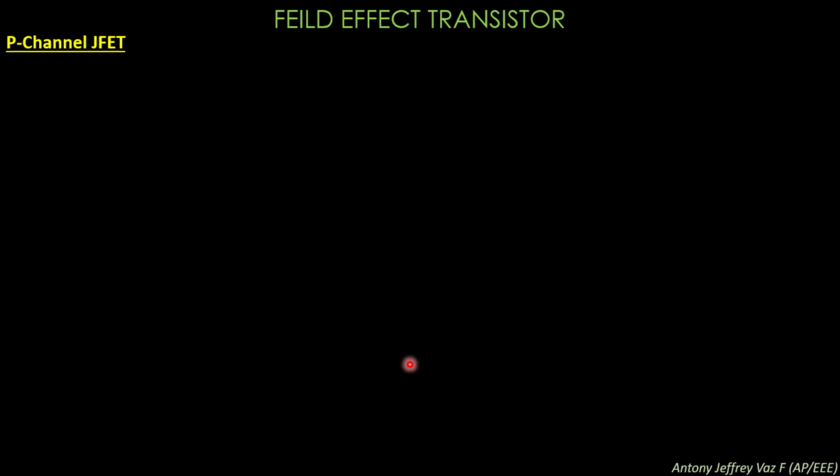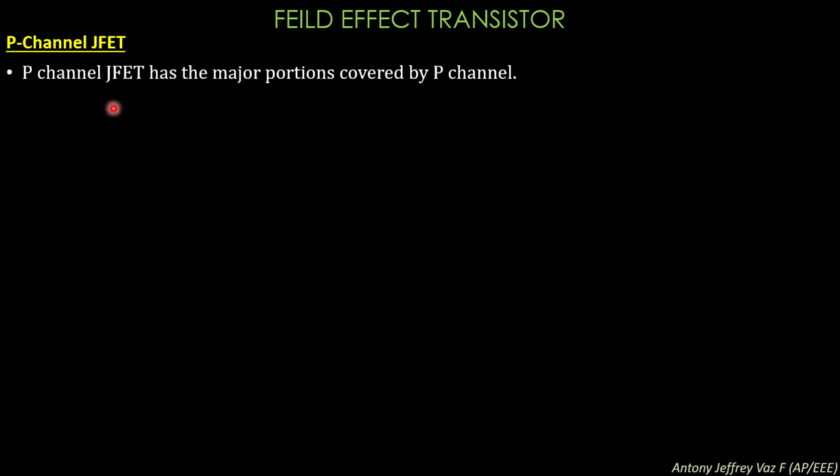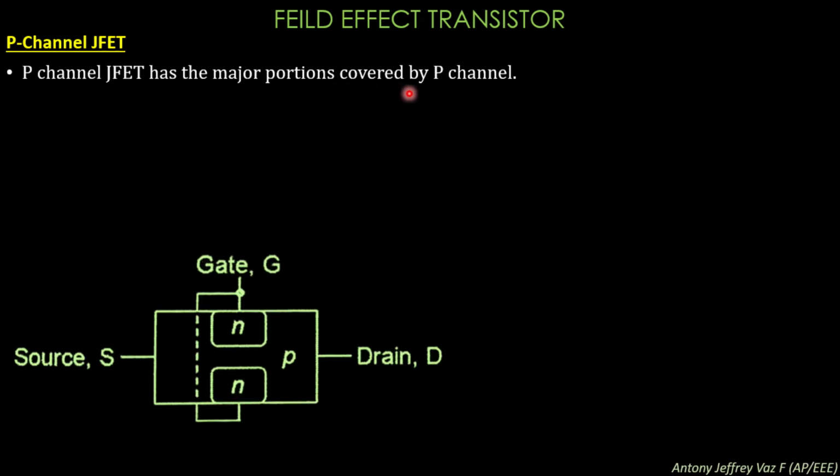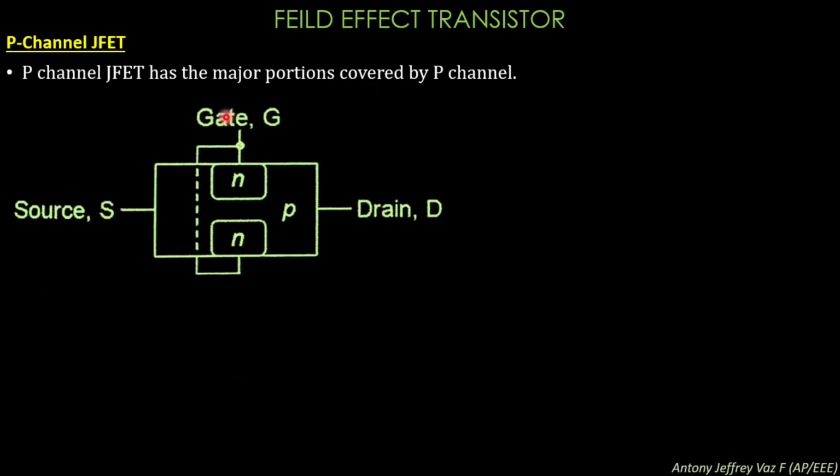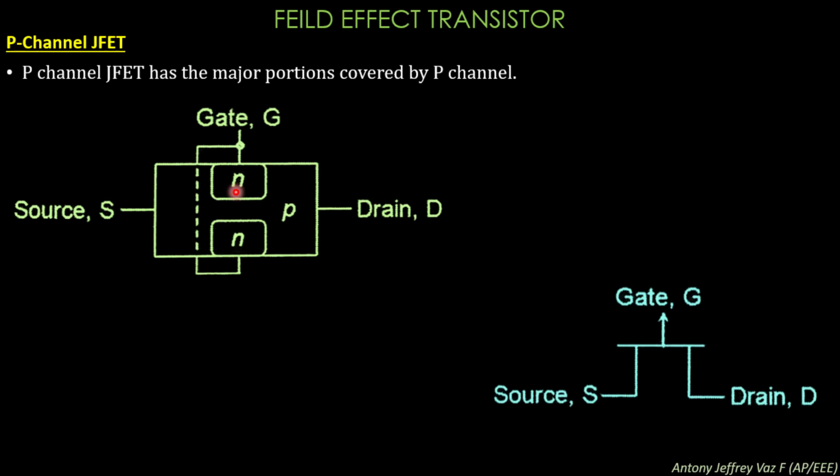Next we are moving into the P-channel JFET. The P-channel JFET has the major portion covered by the P-channel. Here this is the substrate. The P substrate will have the major portion when compared with the N. In this P substrate, you may see the N region is embedded. So this forms the P-channel JFET.